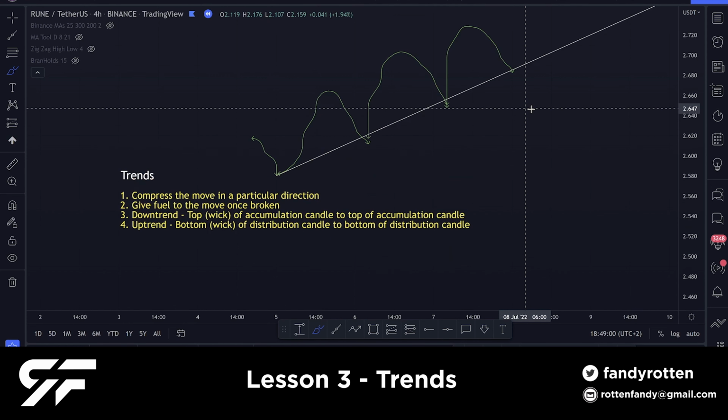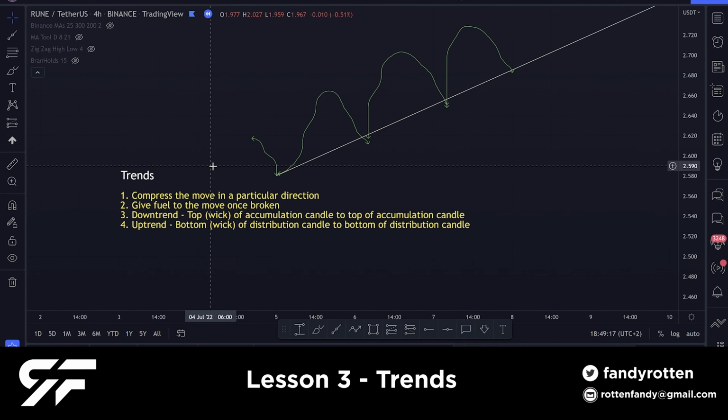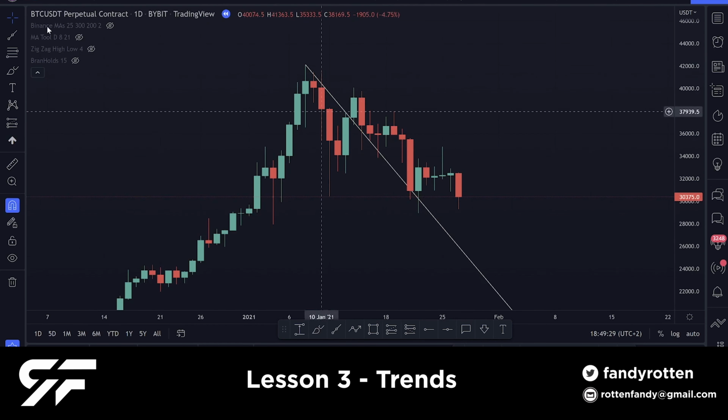So the downtrend is marked from the top of an accumulation candle to the top of another accumulation candle, right? You have to go one hard close at a time, which we'll talk about in a few minutes. And the uptrend, of course, will be marked from the bottom of distribution candles to the bottom of other distribution candles. So, for instance, a downtrend would be something like this.